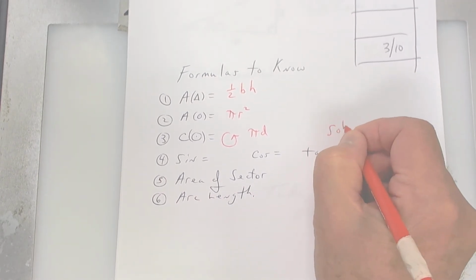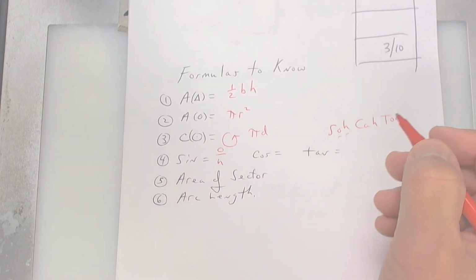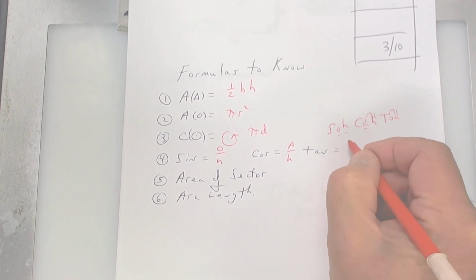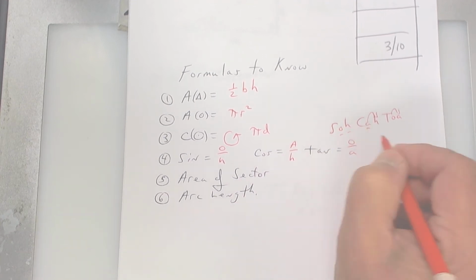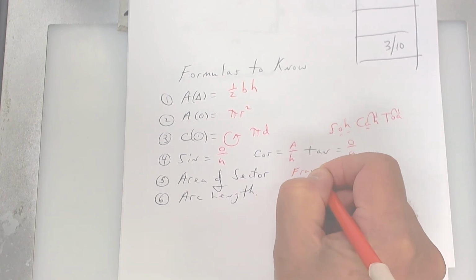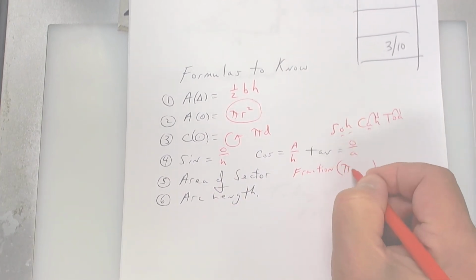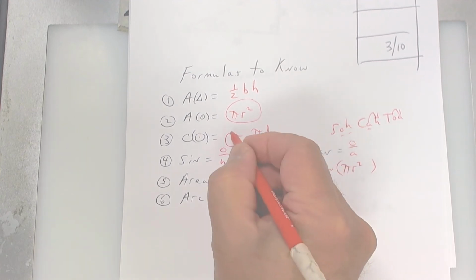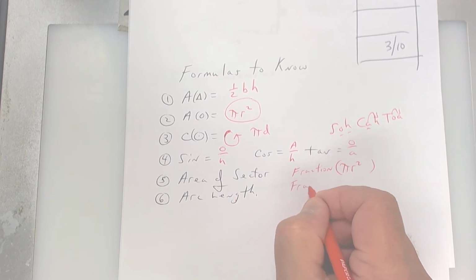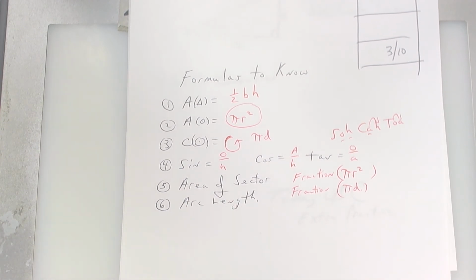Sine is SOHCAHTOA, so opposite over hypotenuse. Cosine is adjacent over hypotenuse. And tangent is opposite over adjacent. So if you didn't learn trig, here's a little review. Those are the formulas. Area of the sector is a fraction, and then times the area formula, which is pi radius squared. The arc length is part of a circle, okay, an arc, so it's going to be a fraction times pi times diameter. These are the formulas you need to memorize for your next test.